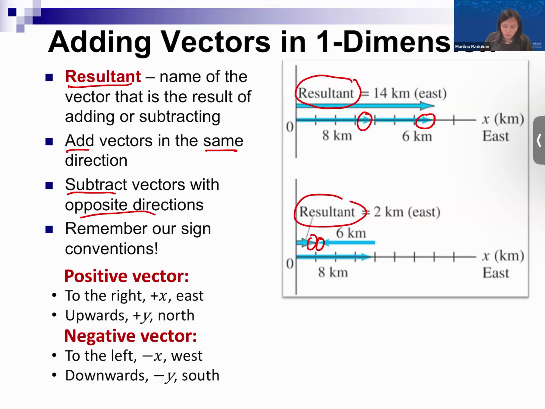taking note of our sign convention where a negative vector is one that points to the left or to the negative x-axis, to the west, downwards, negative y-axis, or south. Of course, a positive vector then points in the opposite directions of the negative vector. So in this case here, you have two vectors, one pointing to the right. This will be a positive vector, and another one that's pointing to the left. This pointing to the left vector will be a negative vector.